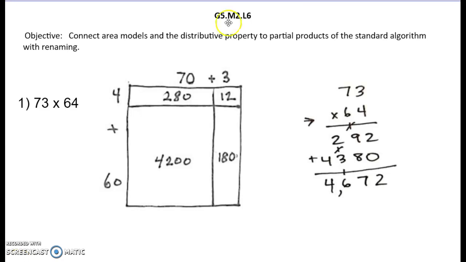Okay, today we're looking at Grade 5 Module 2, Lesson 6. Connect area models and the distributive property to partial products of the standard algorithm with renaming. And this is kind of a continuation of Lesson 5.